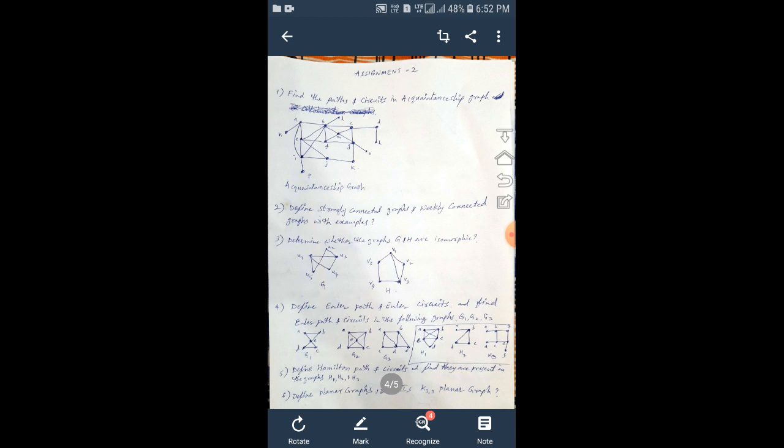Next question, sixth one, define planar graphs. You have to write the definition of a planar graph. Is K3,3 a planar graph? You have to write the description and the diagram for K3,3. If it is planar, show that. If it is not, then you have to show how it is not.